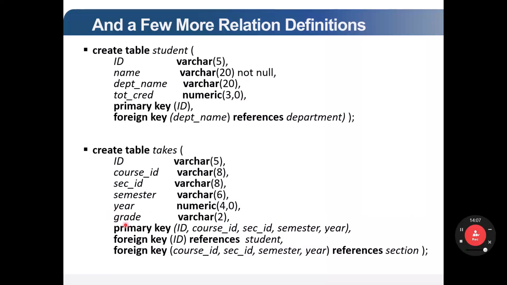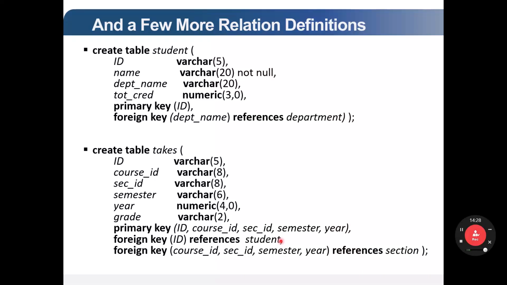We don't need the grade. A student cannot have multiple grades for the same takes record. So grade is not needed for the primary key. That is why we have this primary key constraint below.